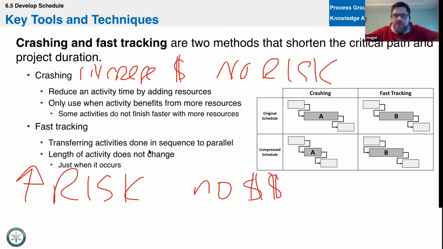CJ, real quick question on the bottom right corner of the fast tracking boxes there. You've got a finish to start relationship. How can you push that start ahead of the finish in the first box if it's a finish to start relationship?